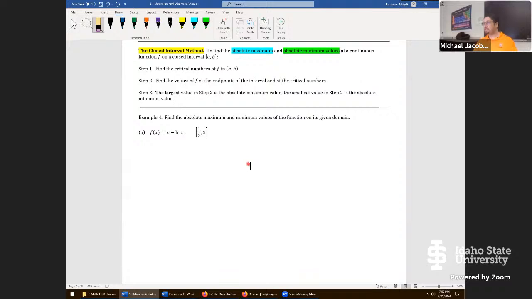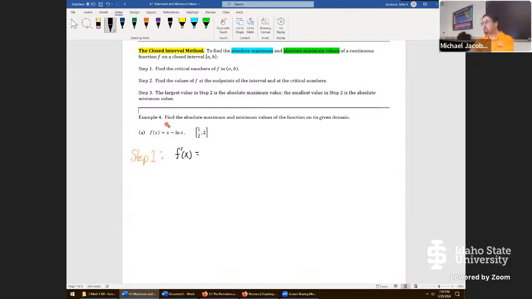Okay, so every time you do this method, an honest closed interval must be provided. If it's not provided, the whole question is ruined. And so there it is. That's our closed interval from 1/2 to 2. We need a continuous function, but x minus natural log x would be continuous on that domain, so we're all set. And let's now go down the line.